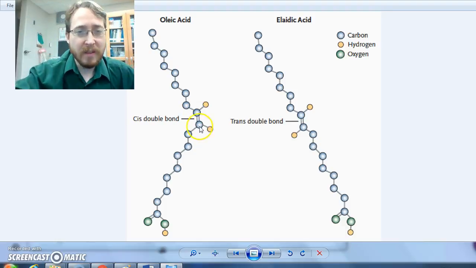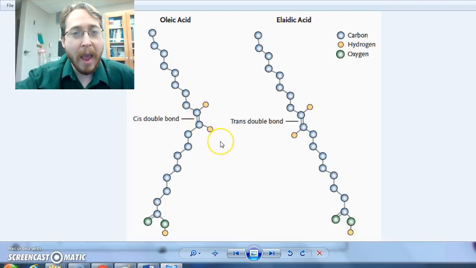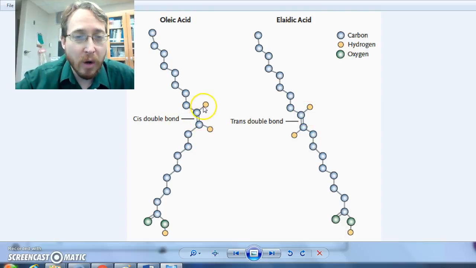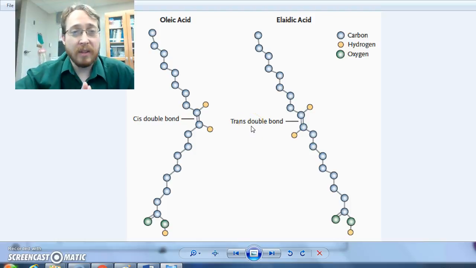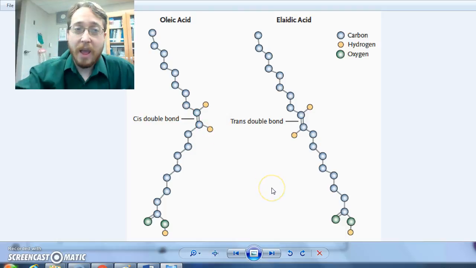Both of the carbons involved in the double bond are going to have 1 hydrogen they can bind to, and that hydrogen can be oriented in different places. And that's the difference. If the hydrogens are both on the same side of a double bond, then it is a cis-bonded unsaturated fatty acid. If the hydrogens are on opposite sides of the double bond, then it is a trans fatty acid. Trans means across, and that's why the hydrogens are across. Cis means on the same side or near, and so that's why the hydrogens are on the same side or near each other. And that is the difference.